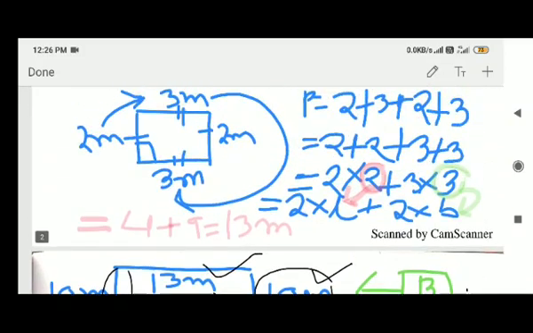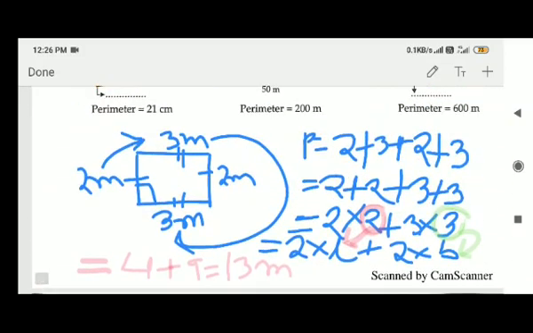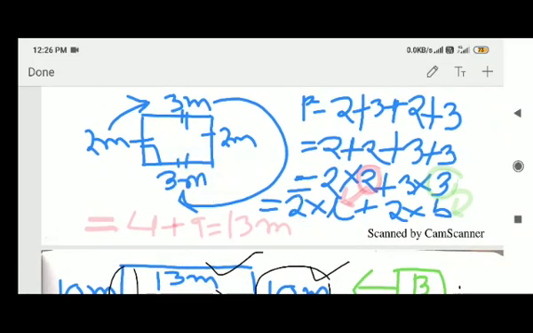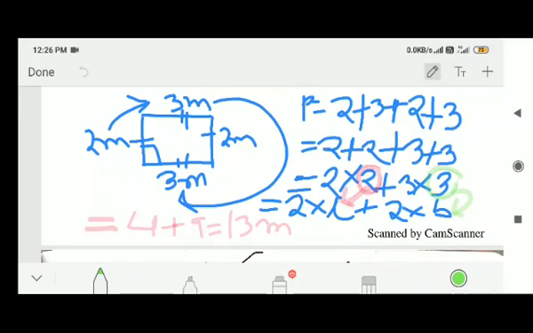Now we'll go to how to find the perimeter of a rectangle. So this is a rectangle with two opposite sides of one length and two opposite sides of another. According to the basic formula, I add all the sides starting from 2 meter here. So 2 plus 3, again 2 plus 3. Taking all the 2's together and all the 3's together, I can write 2 plus 2 plus 3 plus 3.